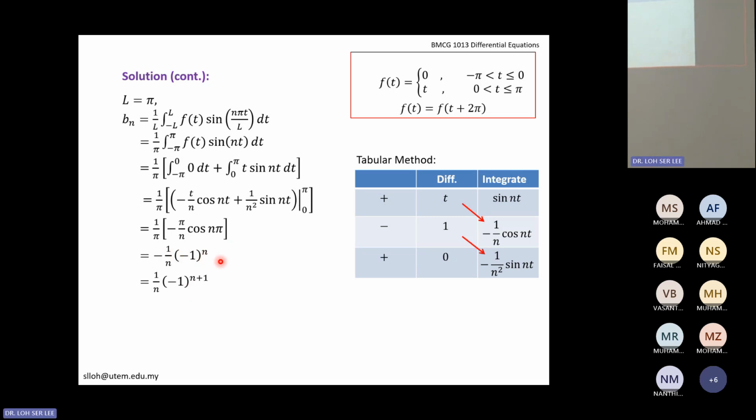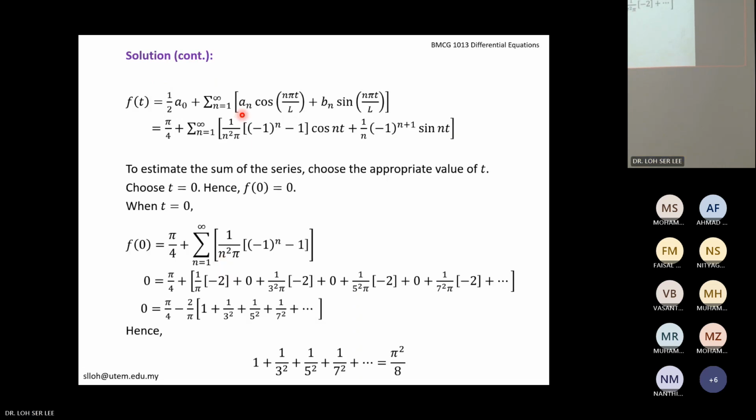Then finally we combine. We substitute all the A0, An, Bn into the formula, then you will get the Fourier series. Any questions?